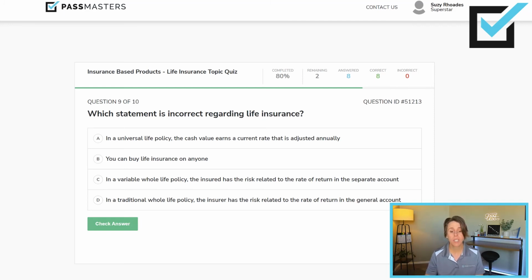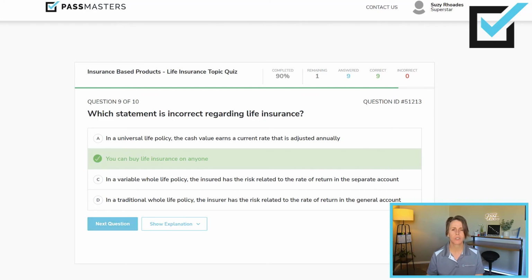So the false statement: you can buy life insurance on anyone. No, you can only buy life insurance on persons that you have insurable interest in. Yourself, your family, and maybe a key person in your business.